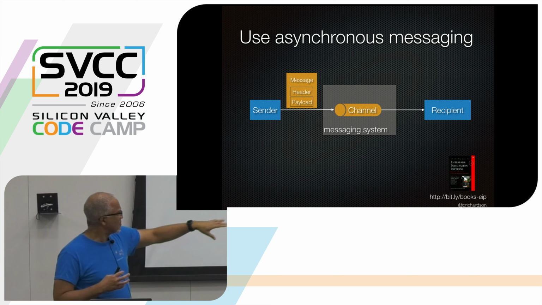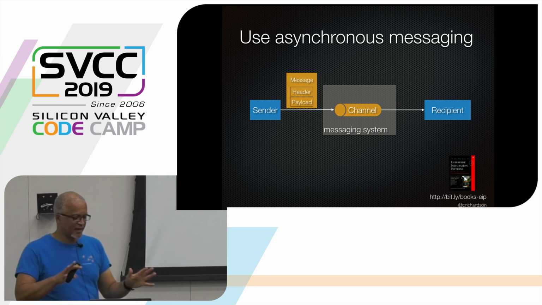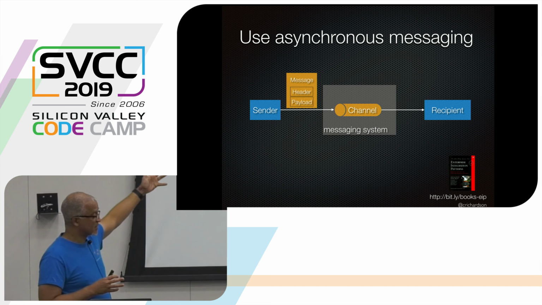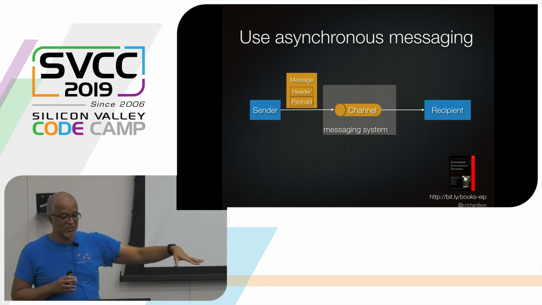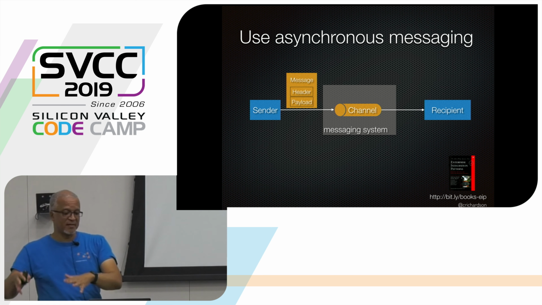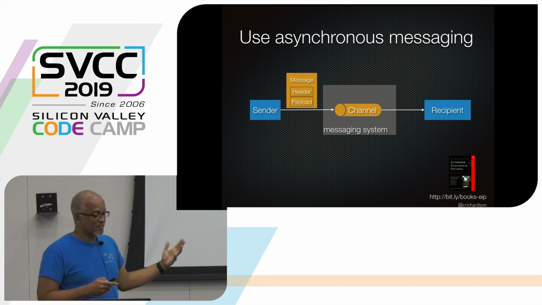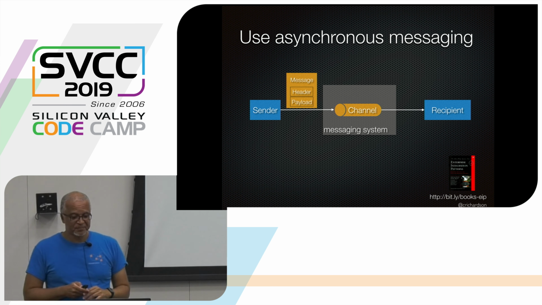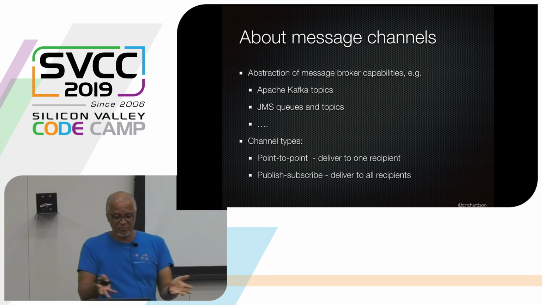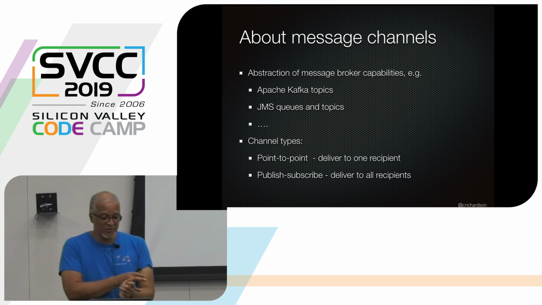A good model for that comes from the book, which is probably difficult to read, Enterprise Integration Patterns by Gregor Hohpe, which is like the Bible for messaging systems. The model is that a sender sends a message, which consists of a header and a payload, to a message channel, which is an abstraction over whatever your messaging system provides, and then the messages are read by a recipient. And it's a nice abstract model that's independent of technology. And then ultimately it can get mapped down to whatever messaging capabilities your broker has, whether that's Kafka topics or Apache or JMS queues or topics.